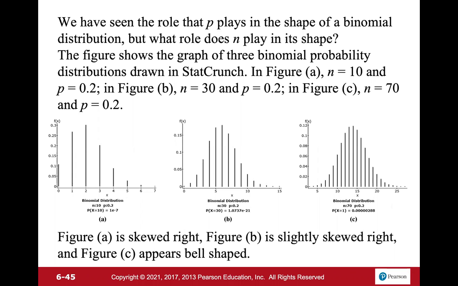So figure A is skewed right, figure B is slightly skewed right, figure C appears to be bell-shaped. So the more values that we have, the more normal our distribution ends up becoming. So again, more values is going to equate to something that looks more normal, and not normal as in the rest of these look abnormal. Normal saying that it has this bell-shaped curve, that majority of our data is going to be centered right here in the middle. So between those two values, it gets centered right there in the middle. So we're able to predict more things about this data set than we can with other data sets. So the larger the sample size, the better data that you end up having.